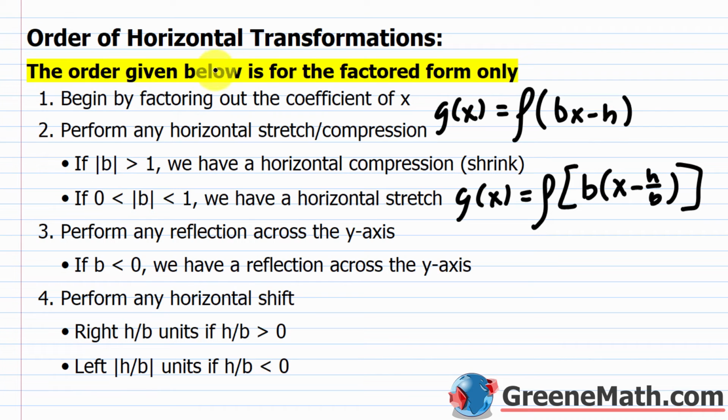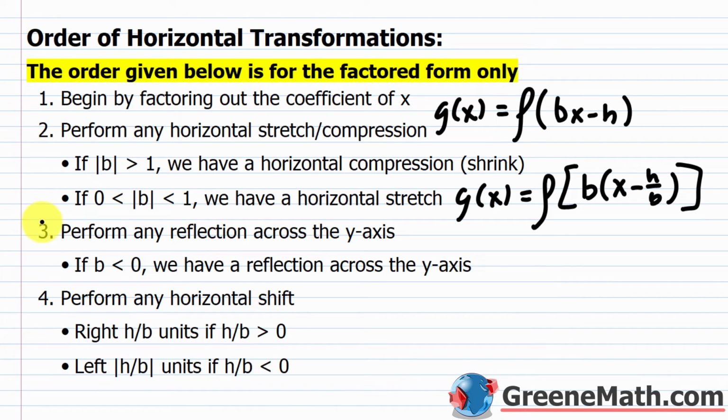So the order given below is for the factored form only. You're going to begin by factoring out the coefficient of x, which we did. Coefficient of x was b, we pulled it out. Then you're going to perform any horizontal stretch or compression. So if the absolute value of b is greater than 1, we have a horizontal compression. Again, some people say a shrink. Remember, you're trying to undo things. If the absolute value of b is greater than 0 and less than 1, we now have a horizontal stretch. Then you want to perform any reflection across the y-axis. Again, that's your horizontal reflection. So this is if b is less than 0.